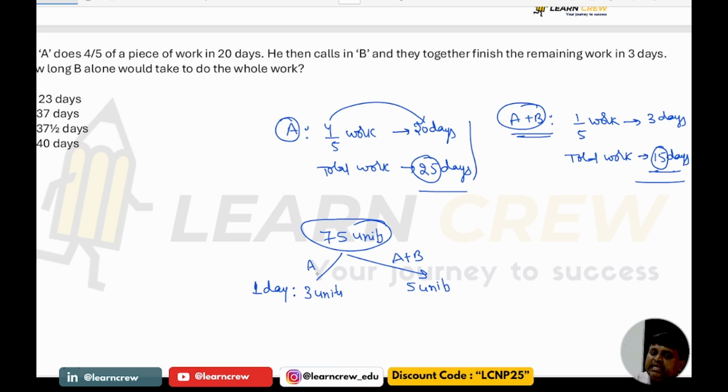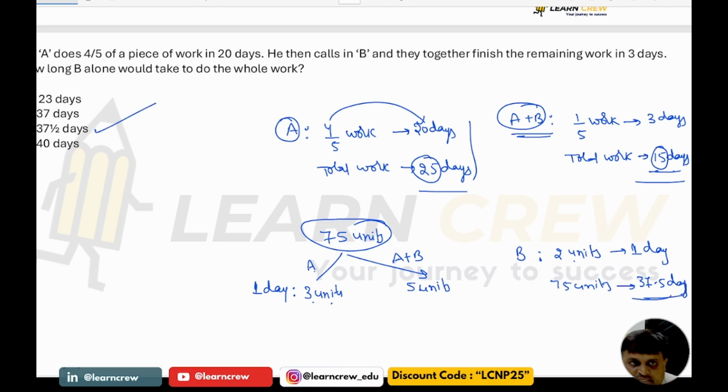Now understand, A alone is doing 3, A and B together are doing 5. So B alone is doing 2 units per day. So for B alone to complete 75 units of total work, it takes 37.5 days. This is the answer. So option C is the answer.